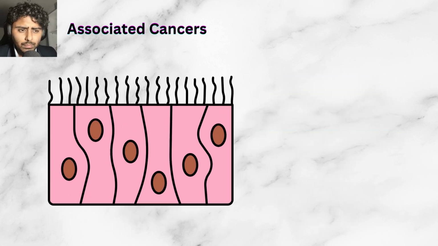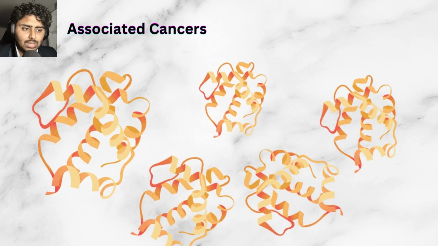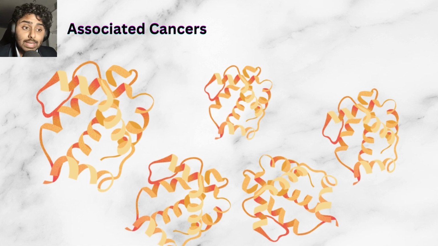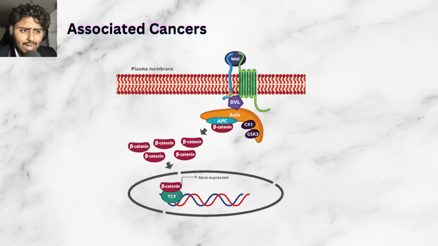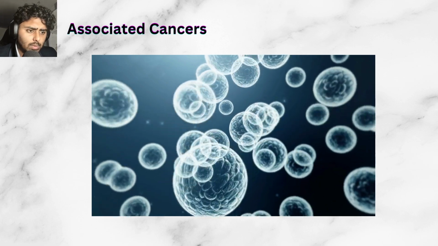But why the colon? Well, because the intestinal epithelium depends heavily on Wnt signaling for cell turnover. APC is highly expressed there, constantly regulating stem cell proliferation at the crypt base. When APC is lost, Wnt signaling is permanently activated, causing an unchecked expansion of these stem cells and formation of polyps, the earliest step of colorectal cancer.